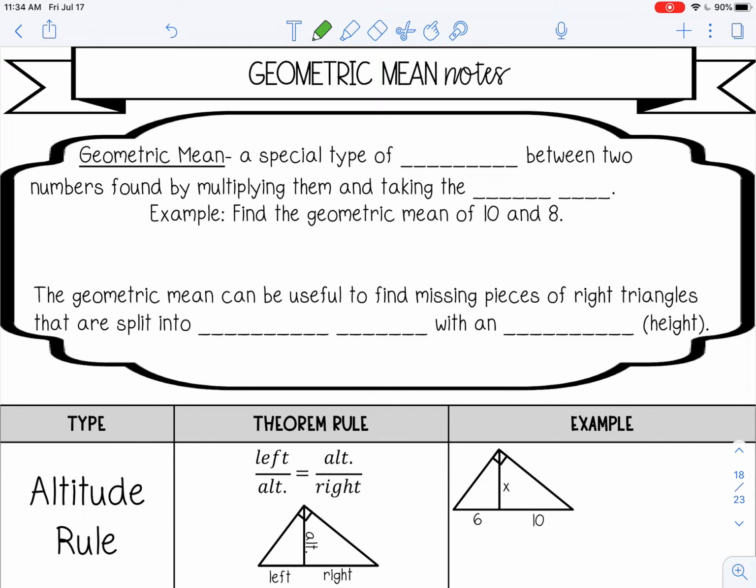Welcome to this lesson on geometric mean. Geometric mean is a special type of average between two numbers found by multiplying them and then taking the square root.